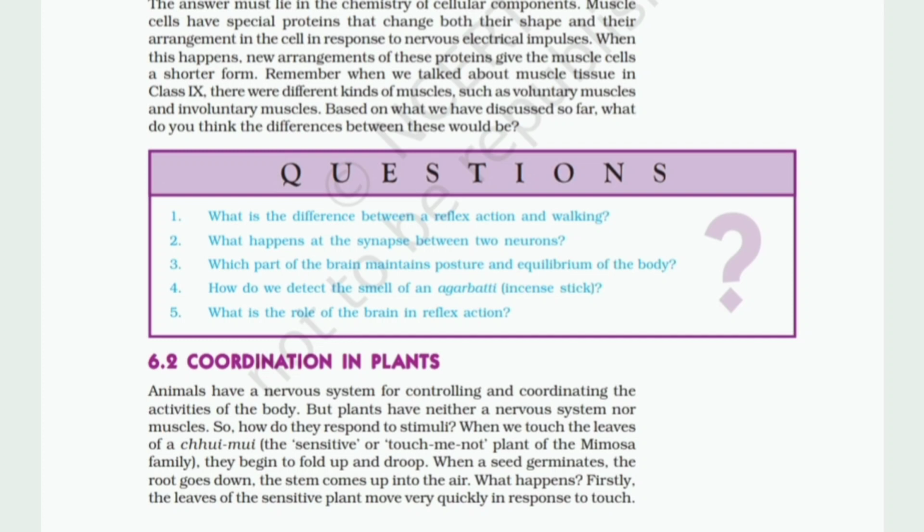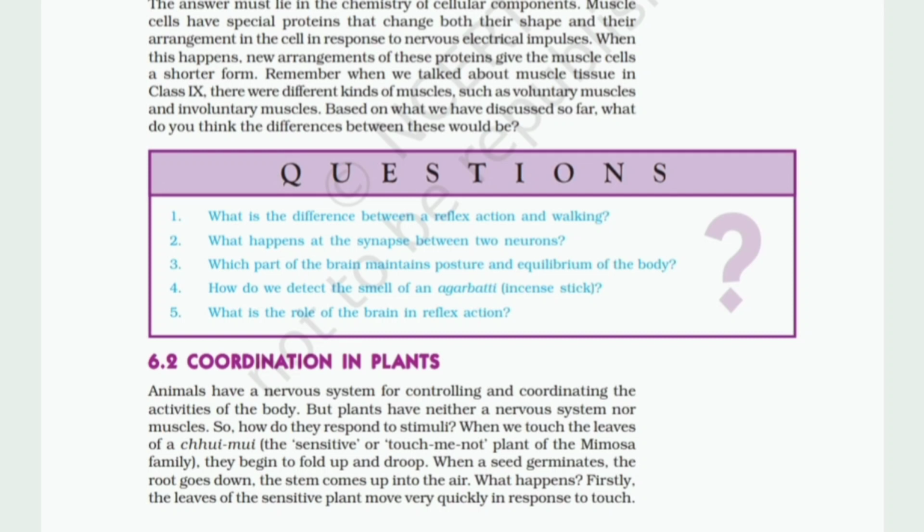But plants have neither a nervous system nor muscles. So, how do they respond to stimuli? When we touch the leaves of a chui mui, the sensitive or touch-me-not plant of the mimosa family, they begin to fold up and droop. When a seed germinates, the root goes down, the stem comes up into the air.